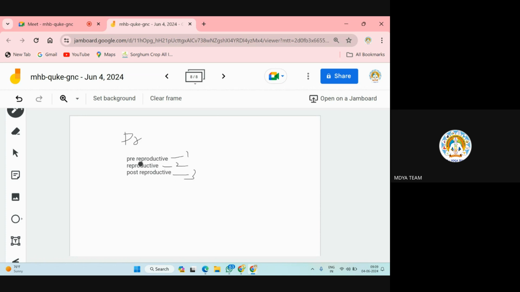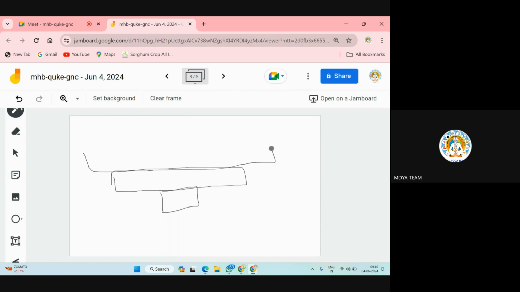So how will we draw? These are more in number, so at the bottom there will always be children. Reproductive are fewer than children, so we will make a box smaller than the children's for adults. And old age persons are fewer than adults, so we will make a small box for old age persons. So you will draw the graph like this. Now if I draw like this: children, adult, old age.